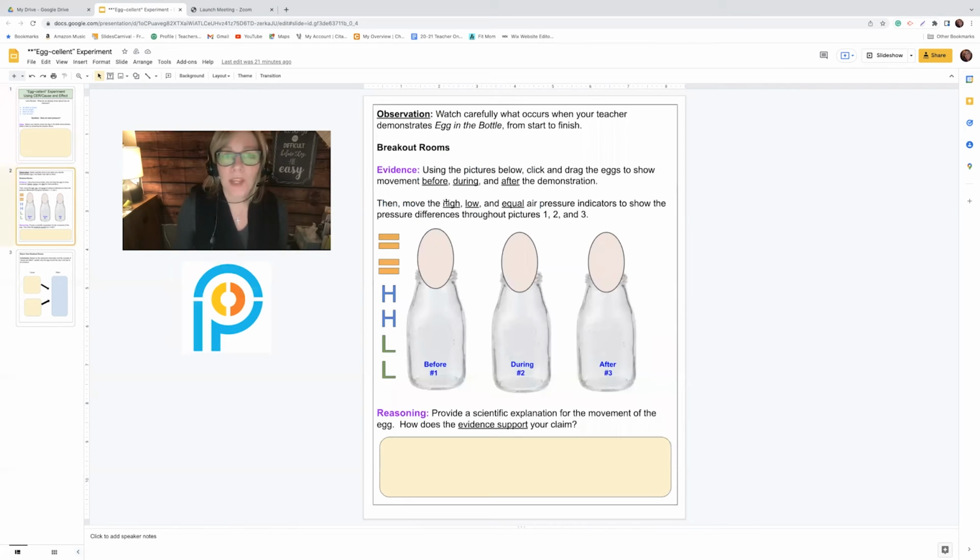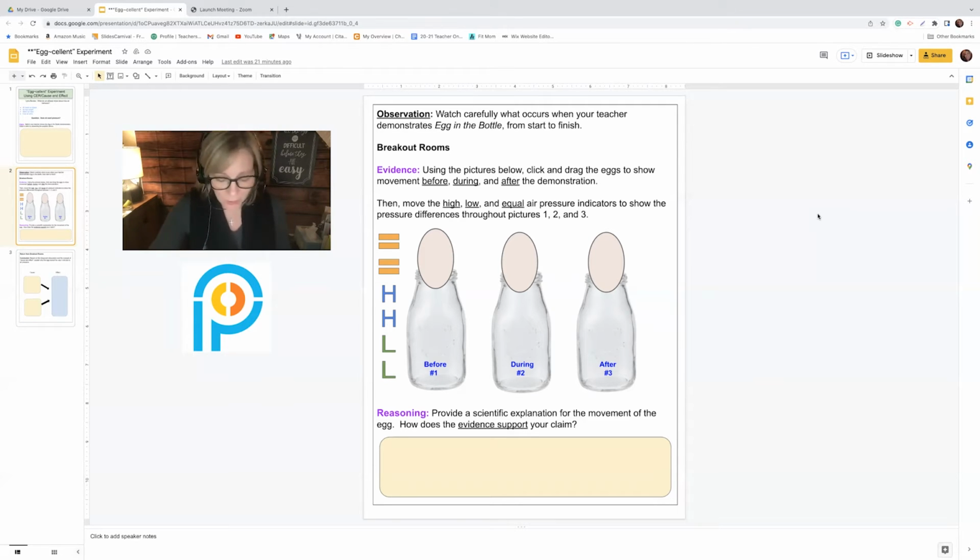Going to the second page, they would also have this, and this would be the observation part. So I would tell kids, watch very carefully about what occurs. Take notes if you want in the margin. You can put out sticky notes for them to write on. Another great thing to do is to use Padlet, share it with them, and have all of those little Padlets come up of what they actually observed during the demonstration.